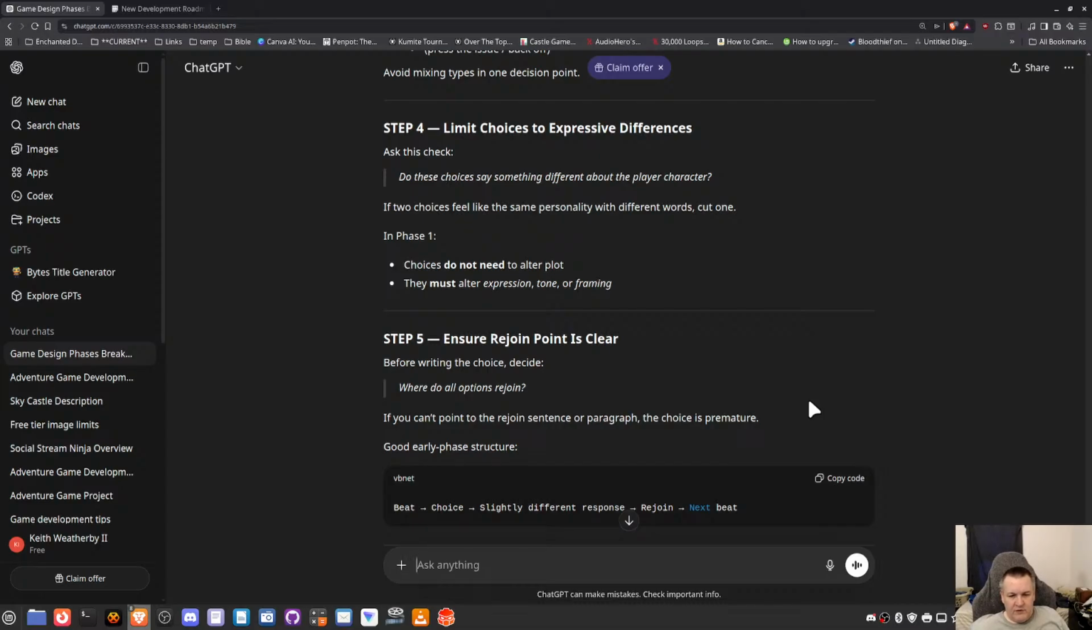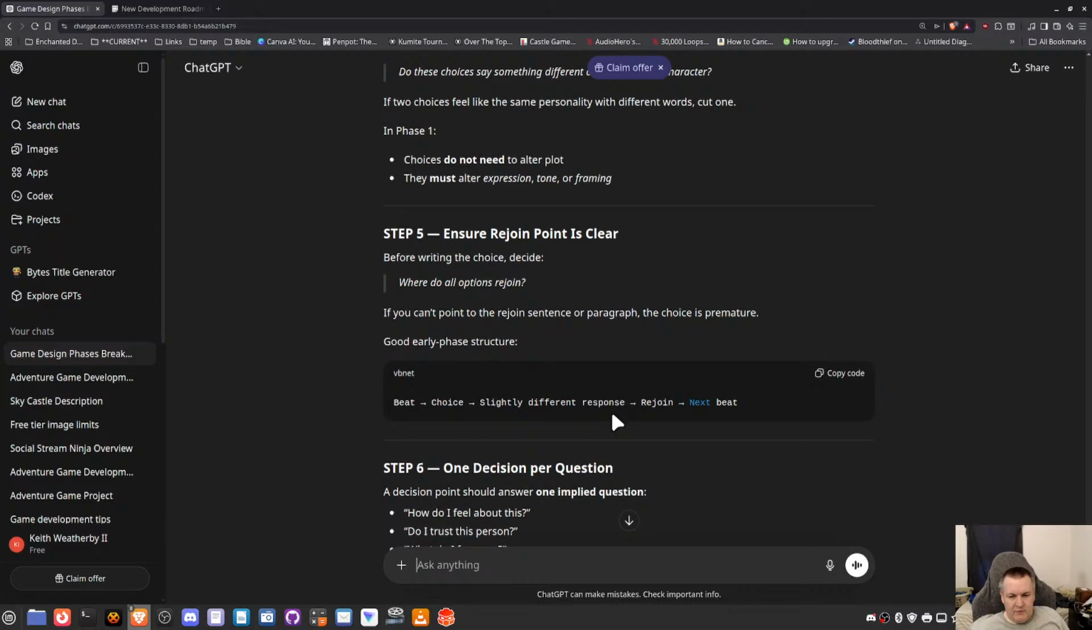In phase one, choices do not need to alter plot. They must alter expression, tone, or framing. Ensure the rejoin point is clear. Before writing the choice, decide where all the options rejoin. If you can't point to the rejoin sentence or paragraph, then the choice is premature. Good early phase structure: beat, choice, slightly different response, rejoin, next beat.